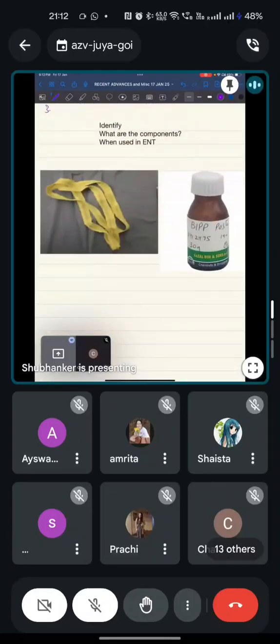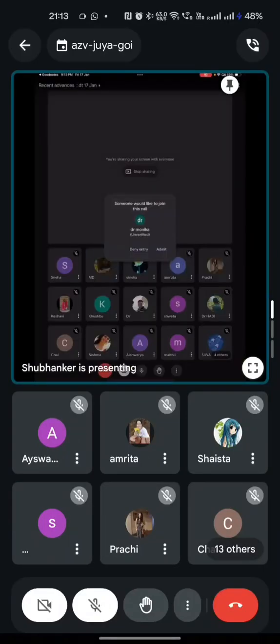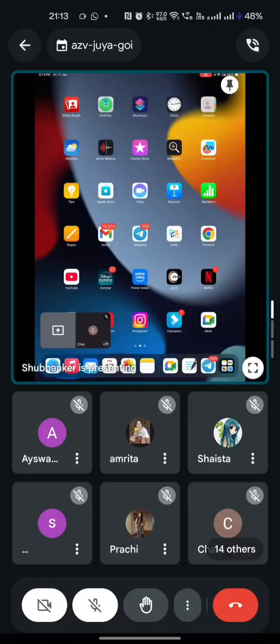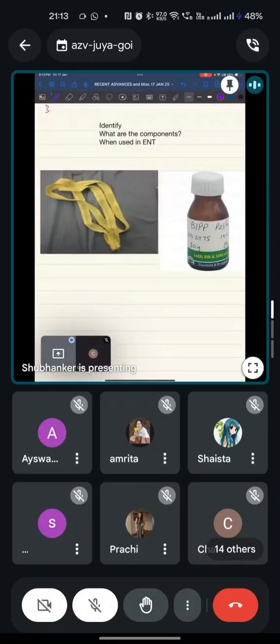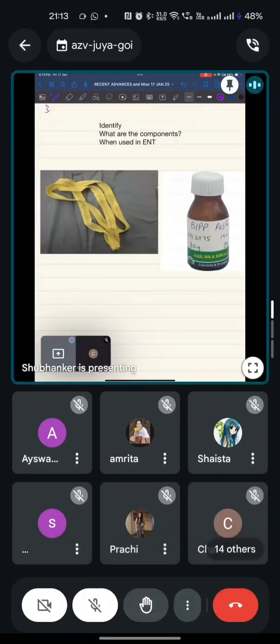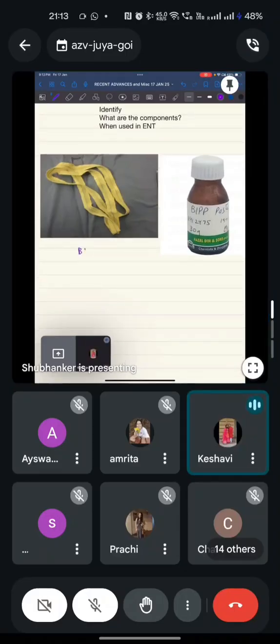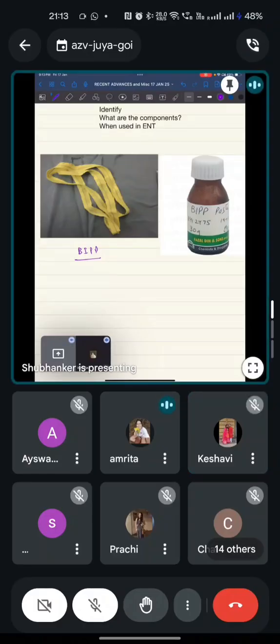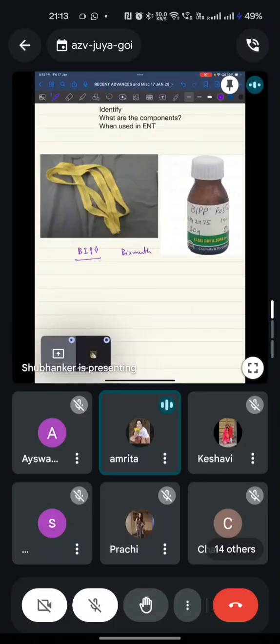Moving ahead. So after the narrowband imaging and the chromoendoscopy, the third question goes like this. So identify what it is. Smith iodophosphor nasal packing. Yes, it is used for nasal packing. Lovely. But this is bismuth. After that, is there anything else besides this?